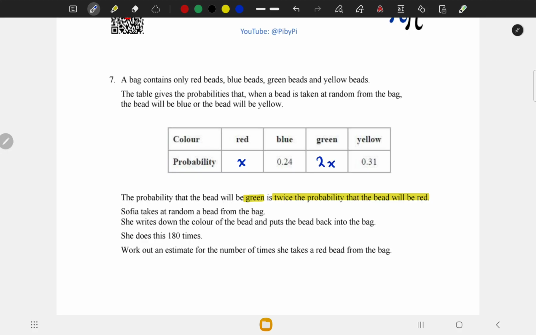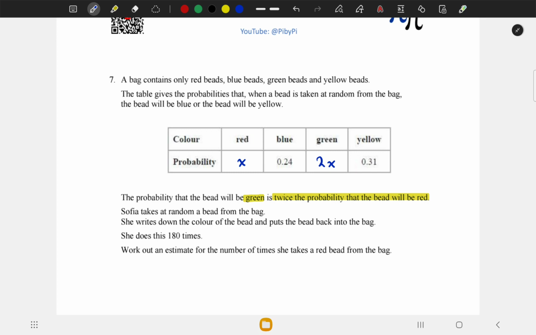I've used that piece of information. Let's continue reading the question. Sophia takes a bead from the bag at random. She writes down the color of the bead and puts it back into the bag. She does this 180 times, and you're being asked to work out an estimate for the number of times she takes a red bead from the bag.